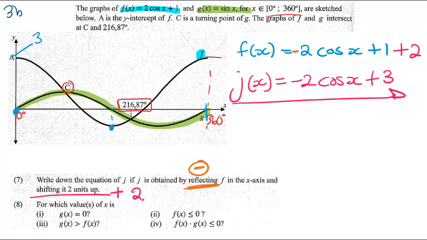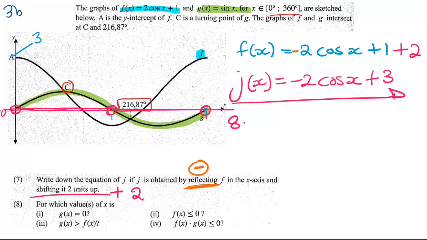Question number 8. They're asking for which values of x is g of x greater than 0. So this is an interesting question. You need to be able to understand it. What you need to understand is at which point y is 0. Y is 0 right here on this x-axis. The x-axis is where y equals 0, right? So the question is, when is g of x, the green graph, equal to 0? And that would be at this point, and at that point, and at that point. There are 3 points when g of x is equal to 0.